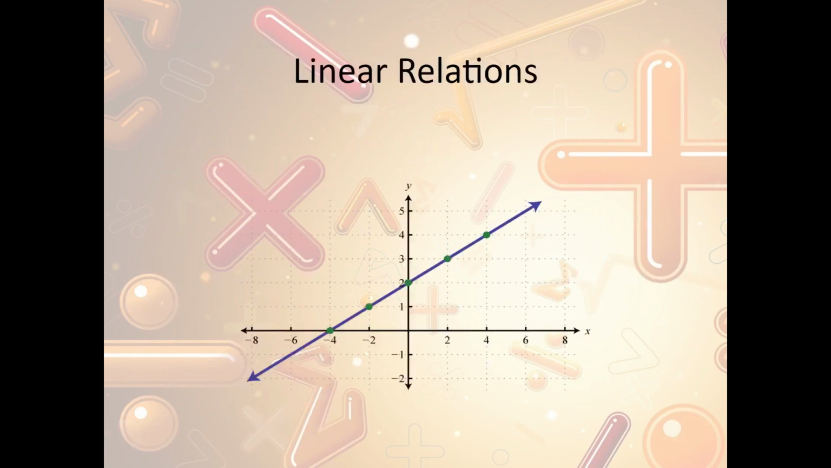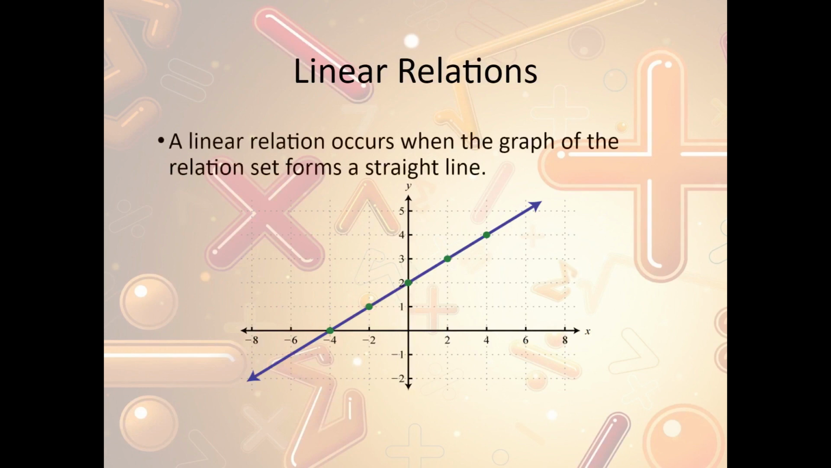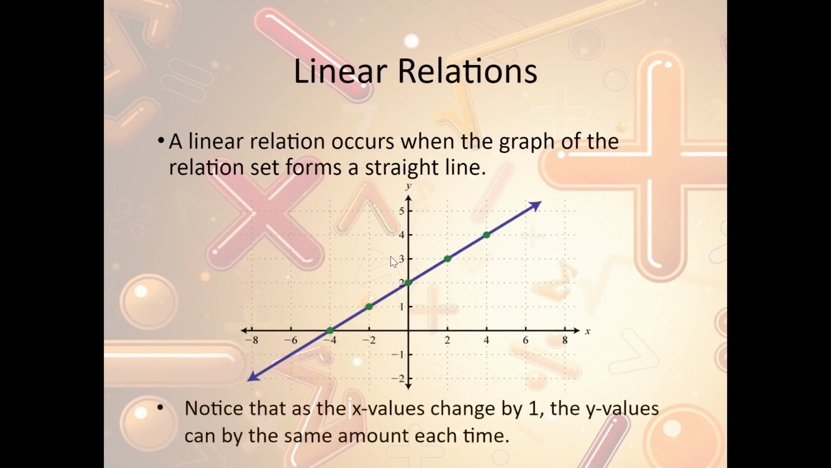Linear relations. What makes something linear? A linear relation occurs when the graph of the relation set forms a straight line. So we have a graph here, and we plotted all the points that they gave us, and when we did that, it forms a straight line. That's a linear relation. Notice that as the x values change by 1, the y values change by the same amount each time, meaning that as we go through, it keeps stepping up the same amount each time.